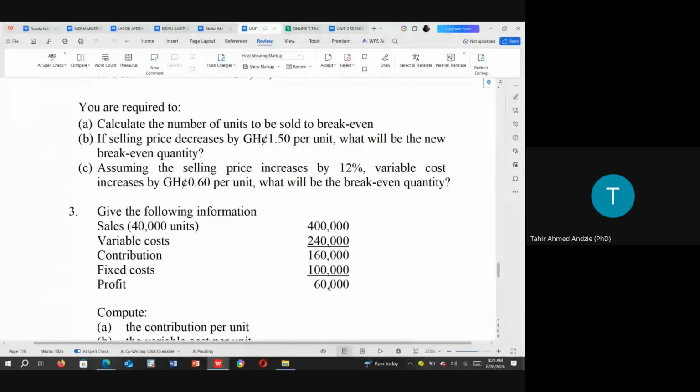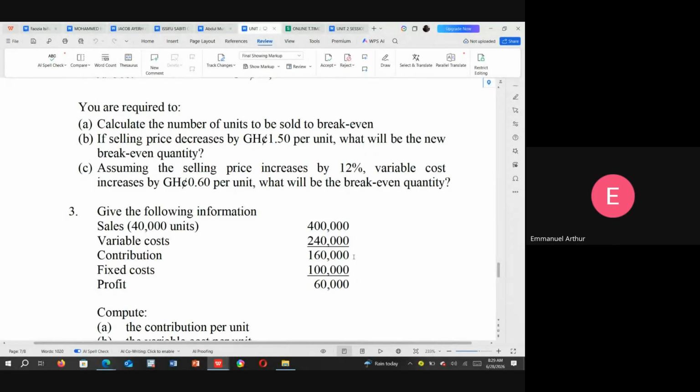So you add the 60,000 profit here to the fixed cost. You see, it gives you the total contribution. Then, if you divide the total contribution here by the 4 per unit, you get the 40,000. You divide the 40. You see, that's it.